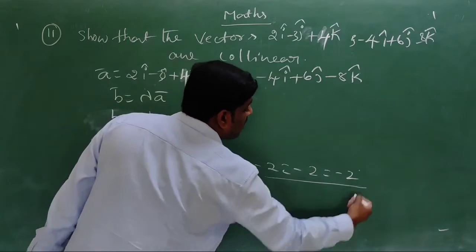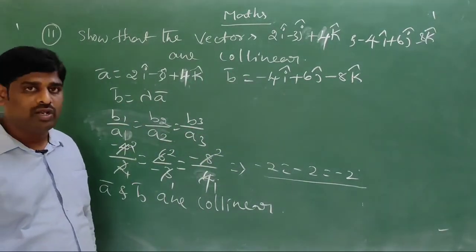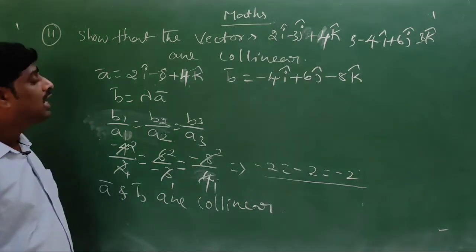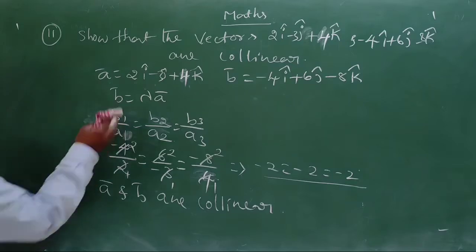So the ratio will be the same. Therefore, the given vectors are collinear. This is the solution for the 11th problem. So we will move on to the next problem.